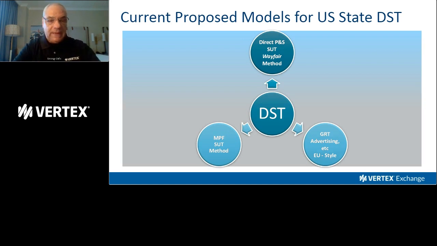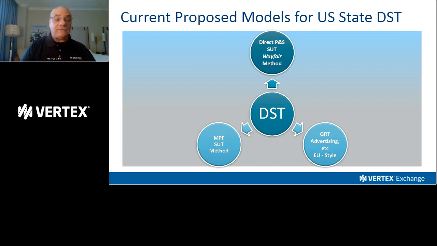I wanted you to see that so that you can see what we're discussing. Right now in the United States, there are 3 currently proposed models for U.S. state digital service taxes. As I just said, the first one on top is the one within traditional Wayfair methods, right? Sales and use tax.